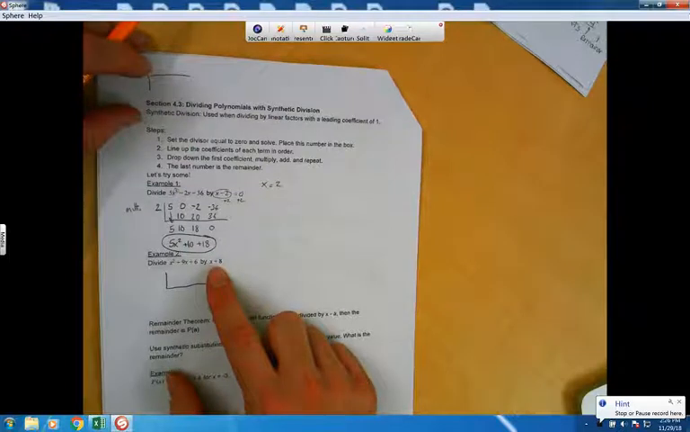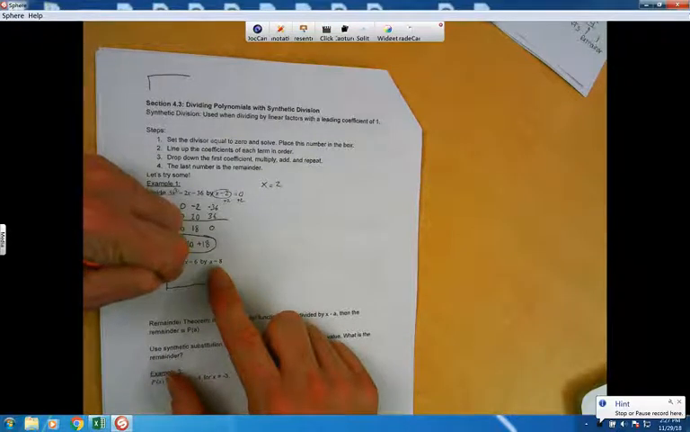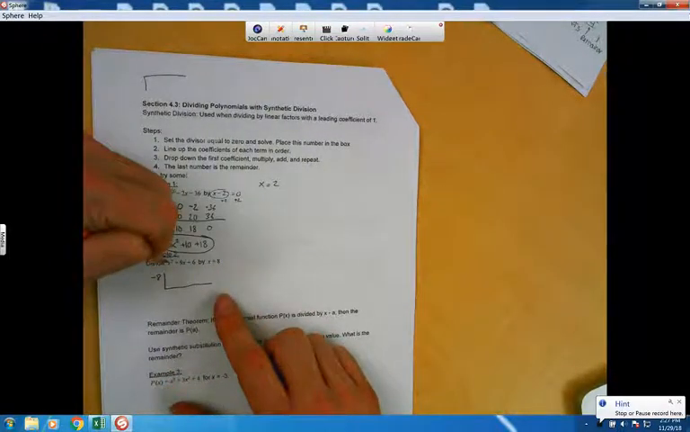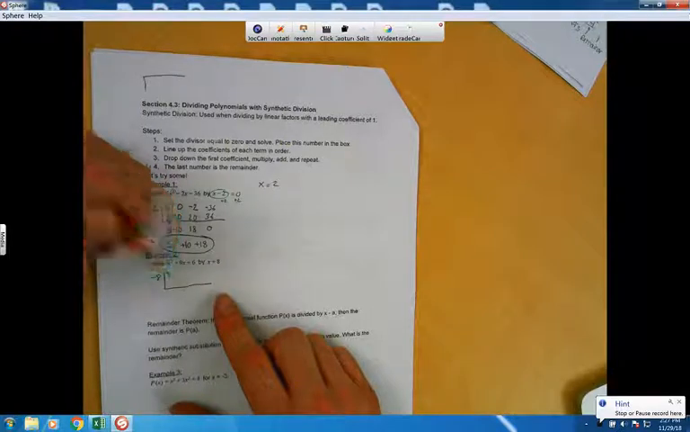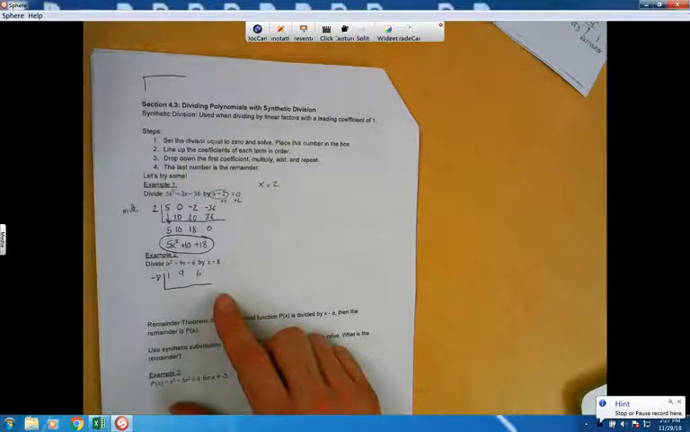If this is an x plus 8 right here, that means that the number on the outside is going to be a negative 8. The squared term has 1 of them. The x term has 9 of them. Number at the end is 6.